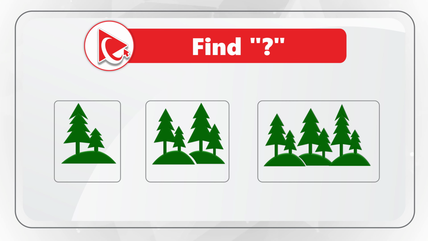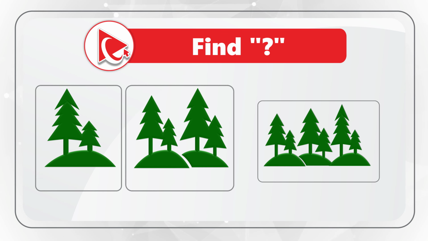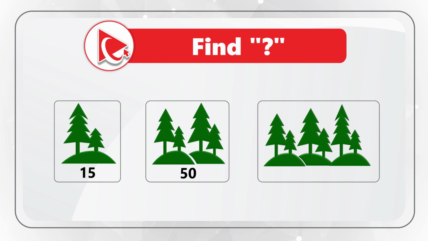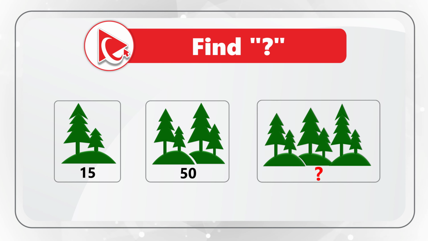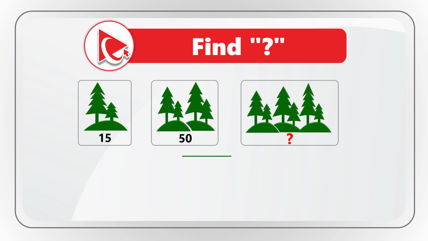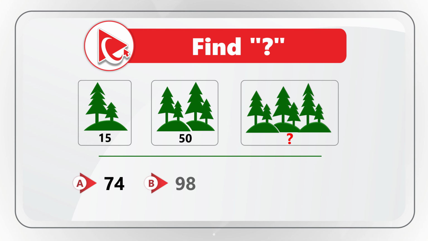All 3 images have berms and evergreen trees on top of the berms. The first 2 images have numbers 15 and 50 at the bottom, and the third image is missing the number and instead has a question mark, which you need to calculate and select out of 4 possible choices. Choice A, 74. Choice B, 98. Choice C, 109. And last but not least, choice D, 117.